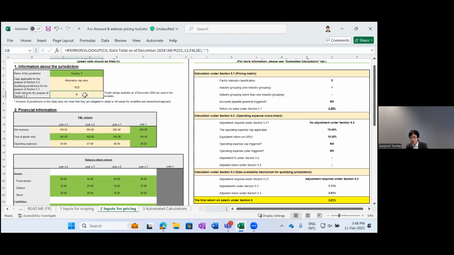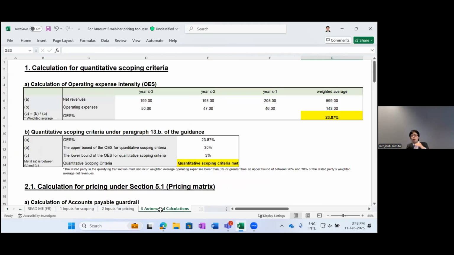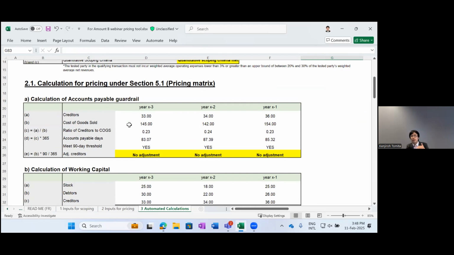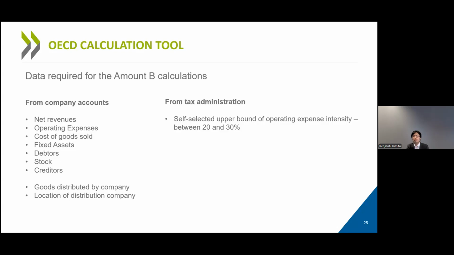With the credit rating of B and this operating asset intensity, the adjustment percentage in this example is 1.11%, and 3.61% is the final Amount B return. Again, the list of jurisdictions is available on the published version of the tool, so please check to see if your jurisdictions are qualifying jurisdictions for this purpose. And lastly, just for your information, as I said in the beginning, the copy of all calculations is available on this tab, so you can trace all calculations, which could be helpful for you to familiarize yourselves with the calculation of this mechanism. So that's it for me on the demonstration of the tool. Let me hand over to my colleague, Gabriela, to guide you through the implementation aspect of Amount B.